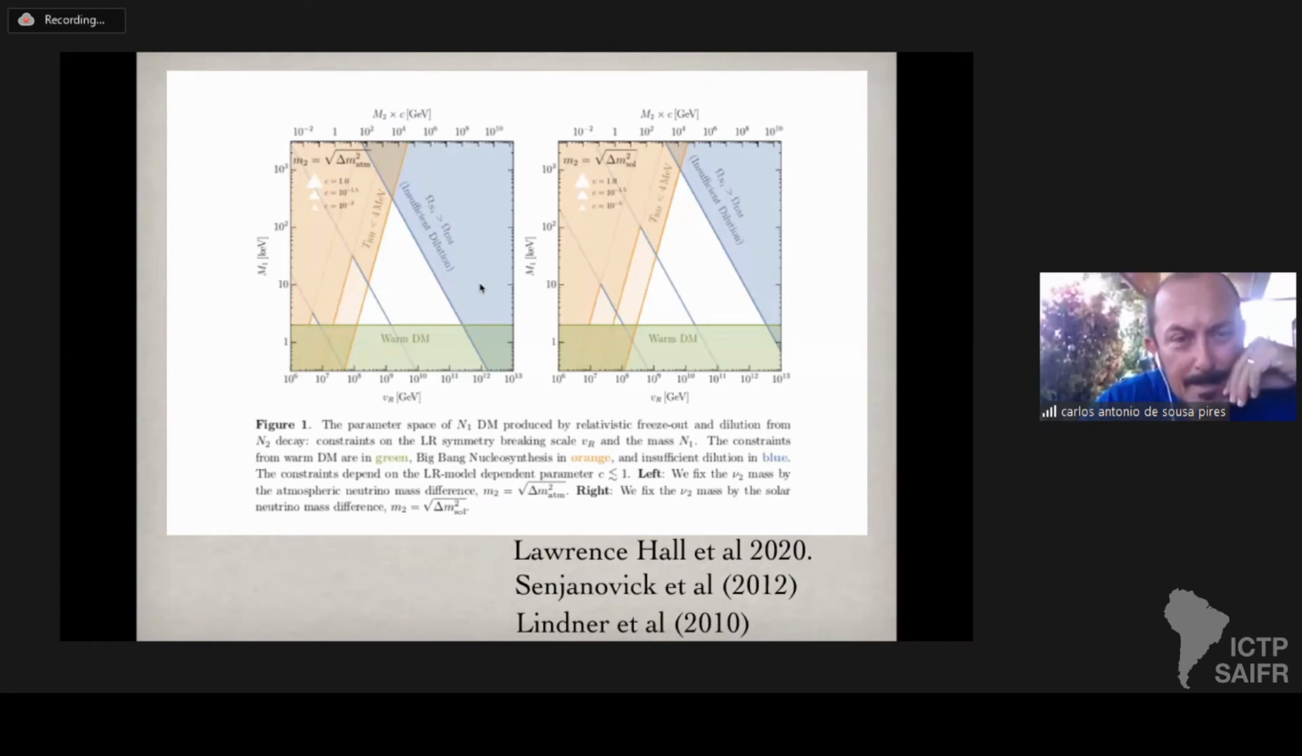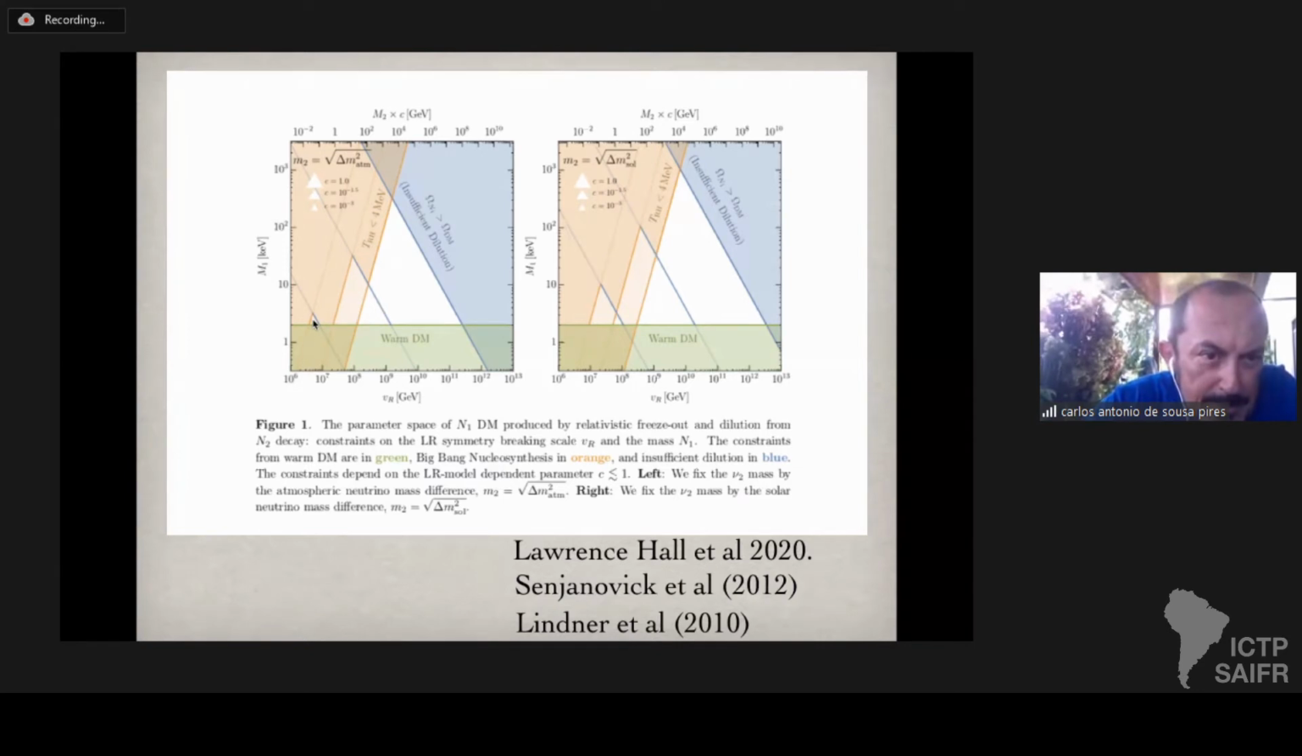That's the following. Inside the left-right model, this picture I take from Lawrence Hall and collaborators, published this year. And after all the constraints, in order for the model to have a nice warm dark matter candidate, you have only three windows that are these three triangles here. What's the point that I want to call the attention to here? I will take this window here, this region here. And this region is allowed, okay?